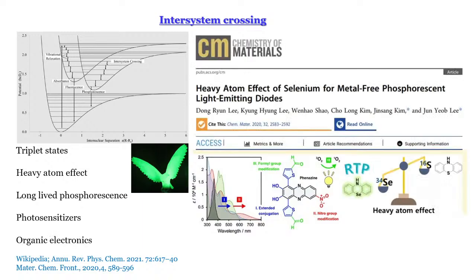And I think the last topic that we discussed was intersystem crossing, where excitation to a singlet state, we are talking about regular organic molecules where the ground state is singlet, can be followed by an intersystem crossing that arises out of a spin orbit mixing.